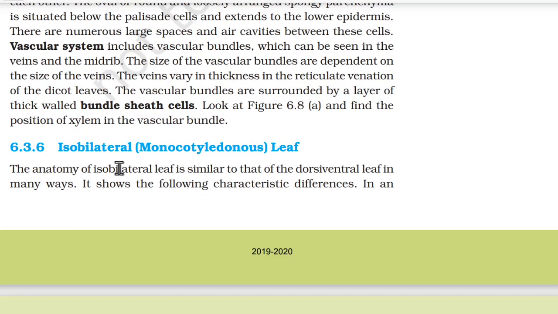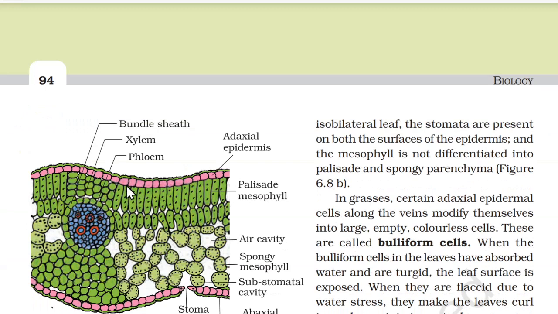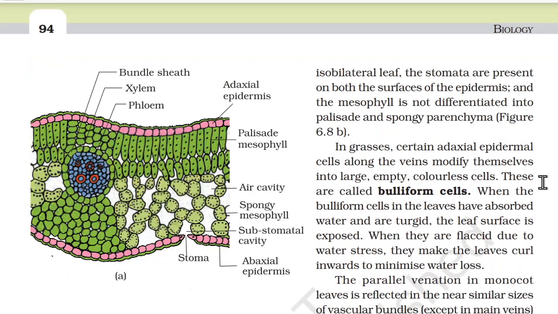6.3.6 Isobilateral or monocotyledonous leaf. The anatomy of an isobilateral leaf is similar to that of the dorsoventral leaf in many ways. It shows the following characteristic differences. In an isobilateral leaf, the stomata are present on both surfaces of the epidermis, and mesophyll is not differentiated into palisade and spongy parenchyma.